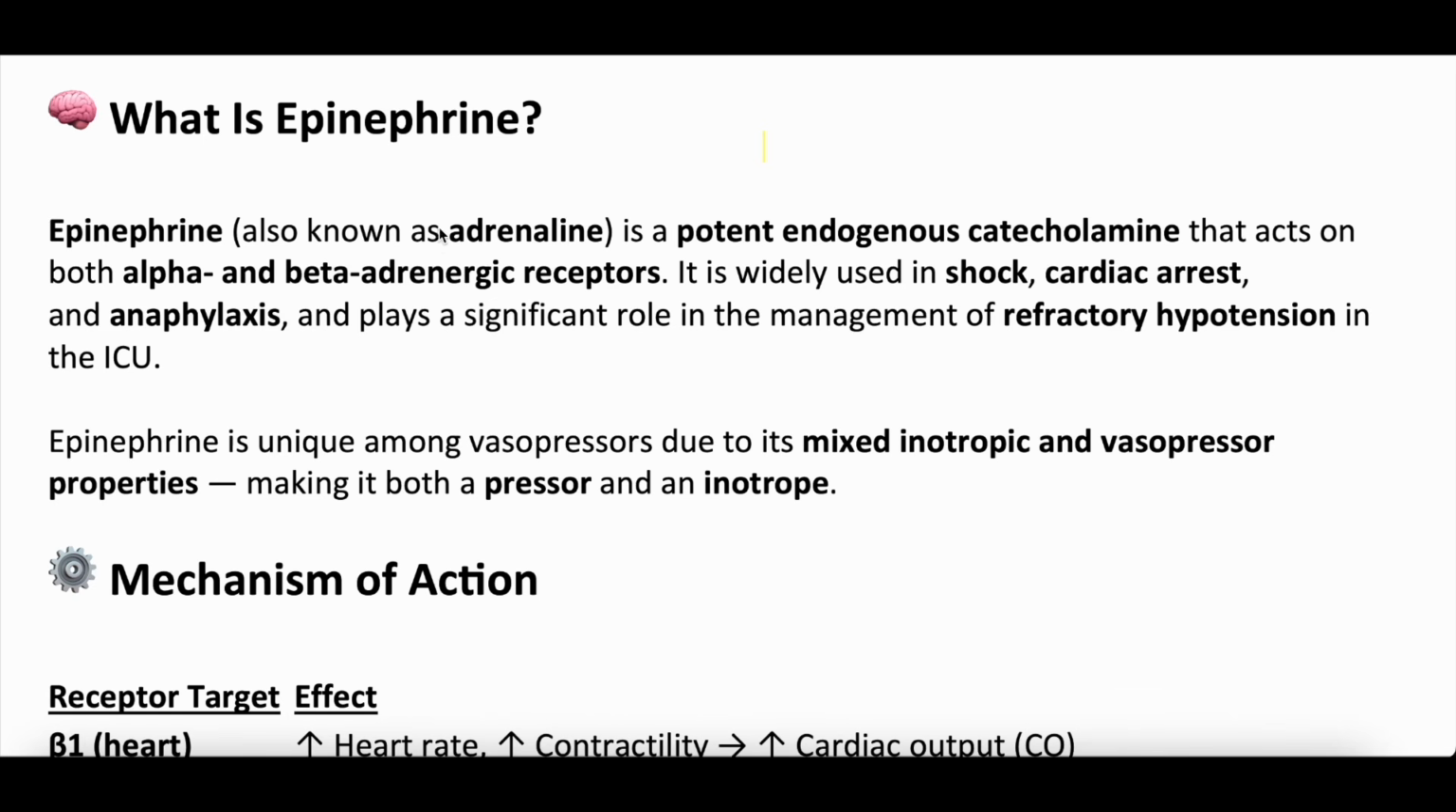What is epinephrine to start? Well, epinephrine is actually also known as adrenaline, depending on where you practice. It actually might primarily be called adrenaline. And this is a potent endogenous catecholamine.